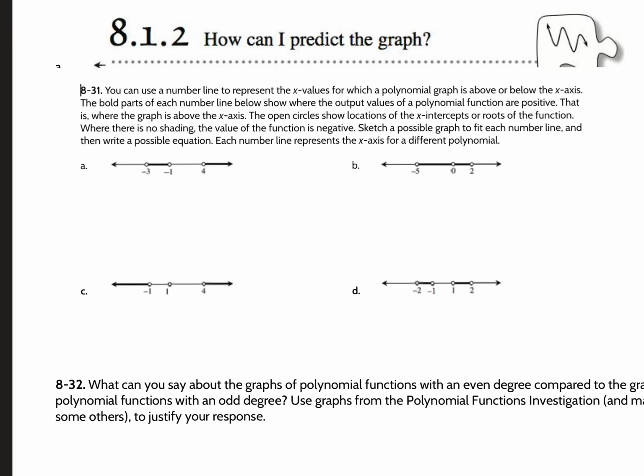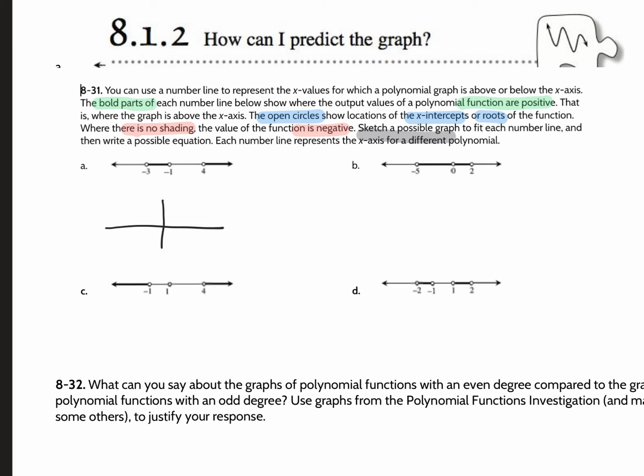Okay, I'm going to talk through this, but you have it all written out for you as well. What we're going to look at are number lines that can represent a polynomial graph. And what we'll see is that anywhere there's a bold part to our number line, that represents any outputs that are positive. Anywhere we see an open circle, that's going to represent intercepts or roots of the function. And when there's no shading, that's telling us our output is negative. So what I want to do is sketch a possible graph for each of these number lines. Okay, so we'll need an x-axis and a y-axis here.